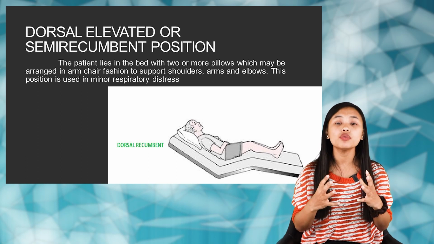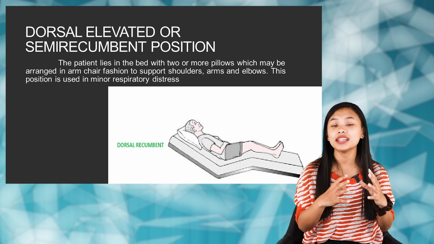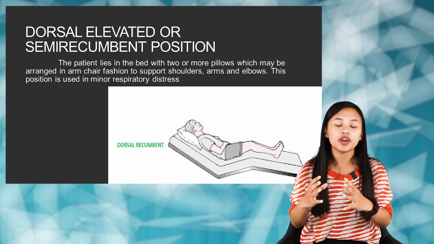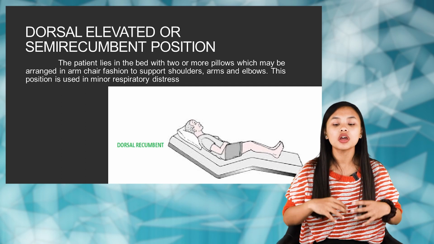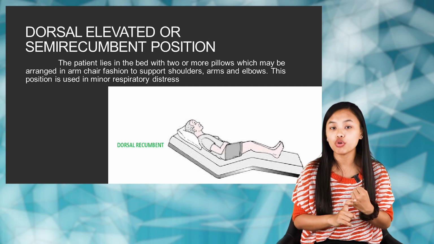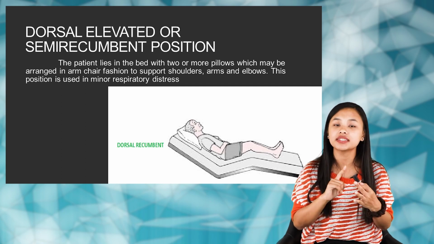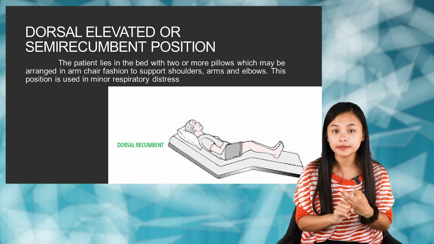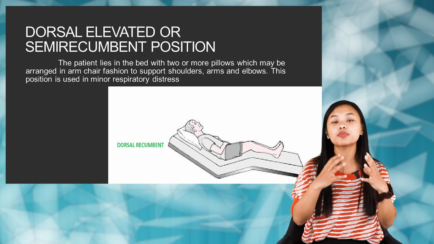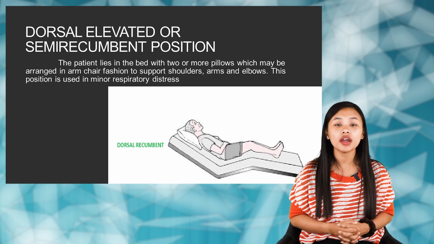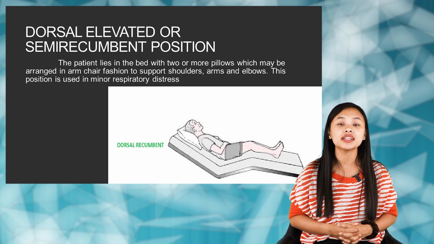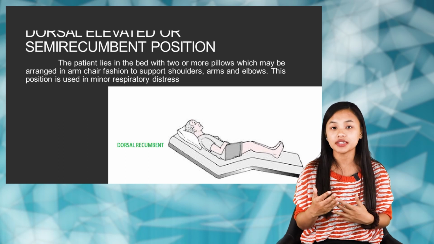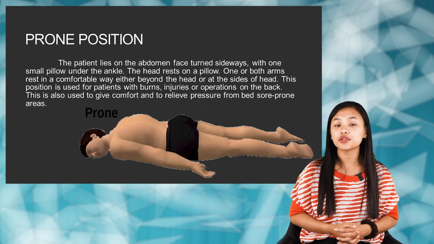So here what you will be doing is that you will be telling the client to lie in the bed with two or more pillows arranged in the armchair fashion in order to support the shoulder, the arm, as well as the elbow of the client. And this position is mainly provided to patients with minor respiratory distress, because in this manner it will enhance their breathing pattern. The third position is the prone position.